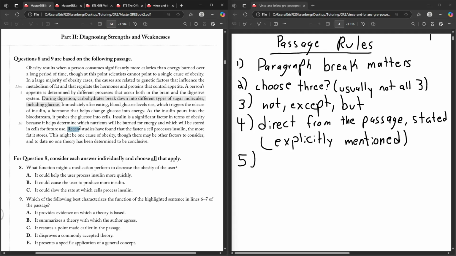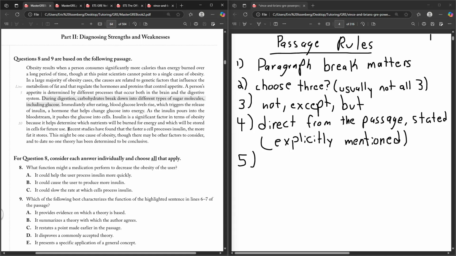Now, this is pretty important because we're talking about what we could actually do to decrease obesity. A lot of this is explaining how obesity works and the different processes, and how it's fairly complicated to break down. But the only part that actually provides any help is right here. The faster a cell processes insulin, the more fat it stores. So basically the more you use insulin, the faster a cell takes in insulin and processes everything. That will cause more storing of fat, perhaps more obesity. So they don't say it's conclusive, but they give us some sort of a hint.